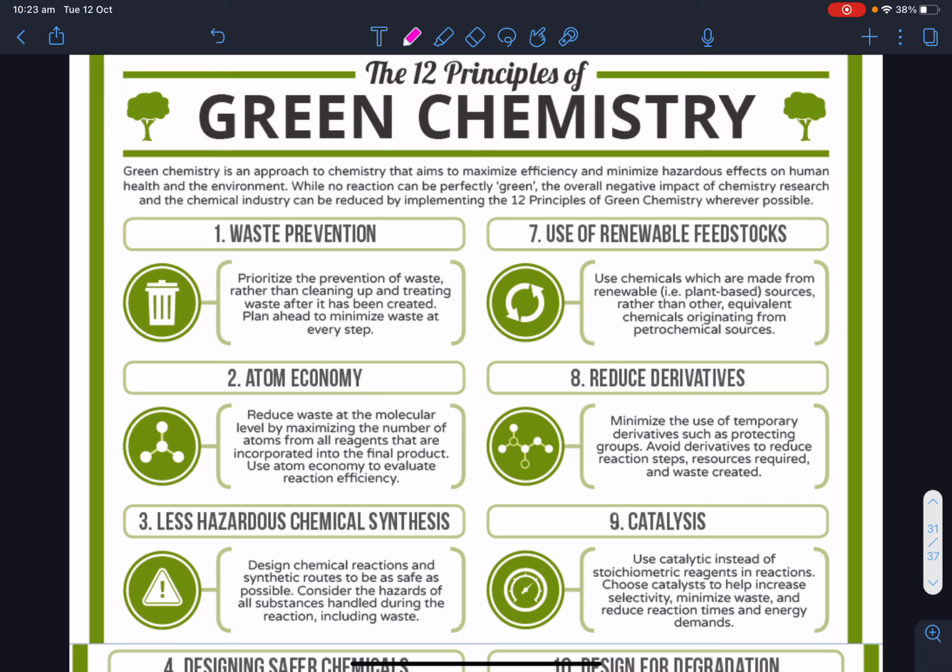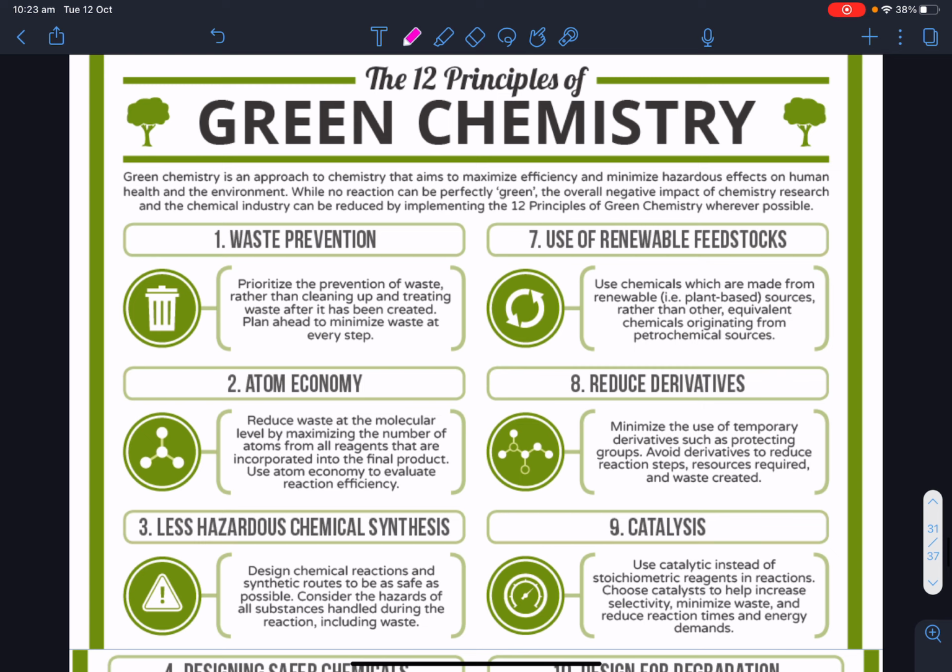So, going into planning. All right, less hazardous chemical synthesis. So designing chemical reactions and synthetic routes, remember, we can choose various ones, that are as safe as possible. So consider the hazards of all substances being handled including waste, okay? And choosing alternative pathways to get what you want, to avoid stuff that's going to be horrible for health or the environment, okay? Not always possible, but it's a principle that we tend to stick by. Number 9 there, catalysts. Okay, instead the use of catalysts, because catalysts you don't need much, and remember it's not consumed in the reaction, it just helps the reaction take part.